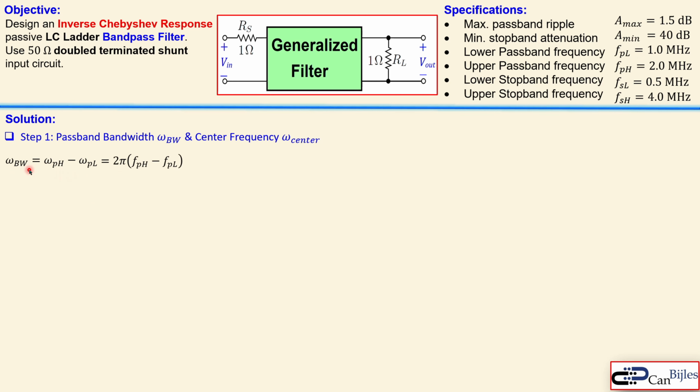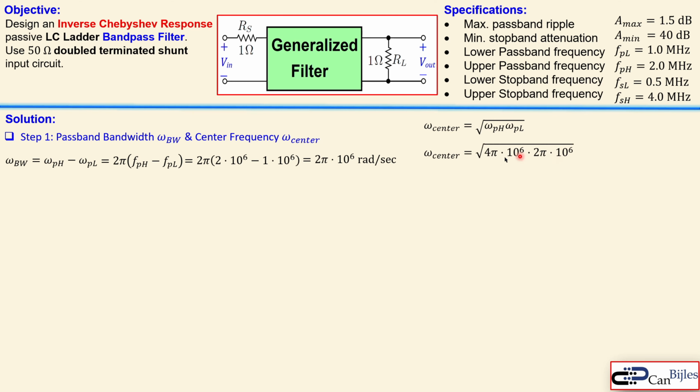And since we use the omega, we just multiply everything by 2 pi. So you get now this value here, 2 MHz minus the 1 MHz. You get now here the value for this, which is actually again 1 MHz. The center frequency is the geometric mean of the upper and the lower passband frequencies shown here. So this is the square root of the product. And when you now substitute again the values in omegas, so in radians per second, you get this one, which is then approximately 8.886 mega radians per second, or million radians per second.